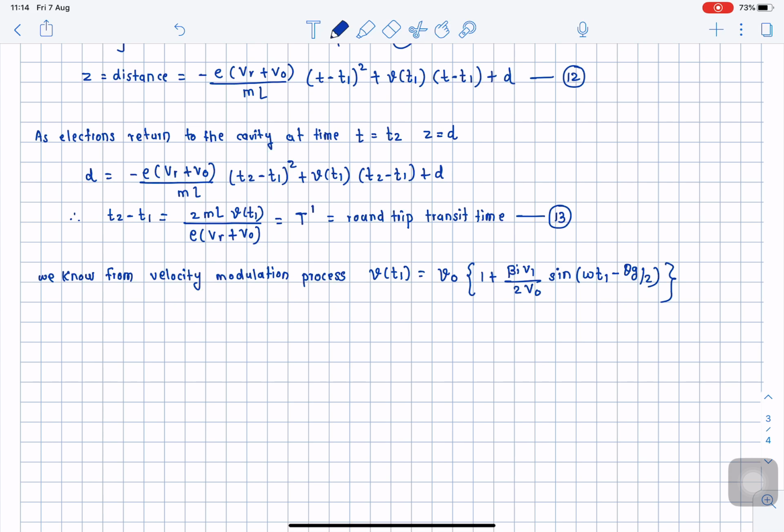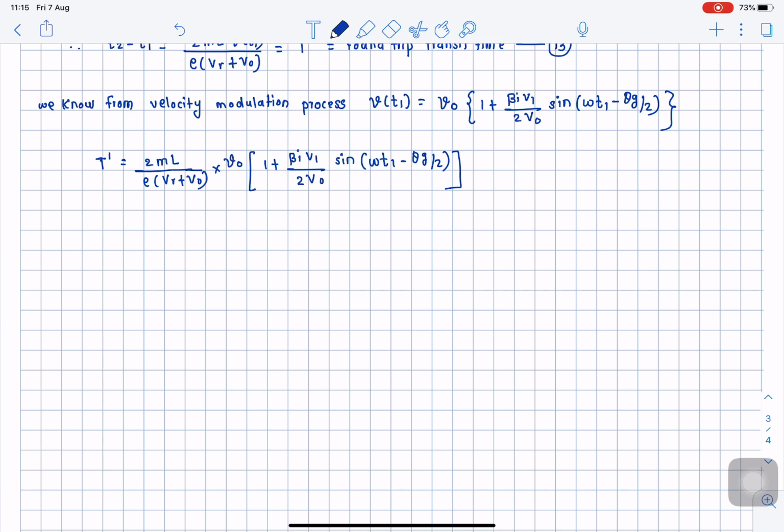Therefore transit time t dash, now here you can replace 2ml divided by e times (vr plus v0). Now this v of t1 term you can replace with this particular term. So this can be written as v0 into bracket 1 plus beta I v1 upon 2 v0 sine of omega t1 minus theta g by 2.